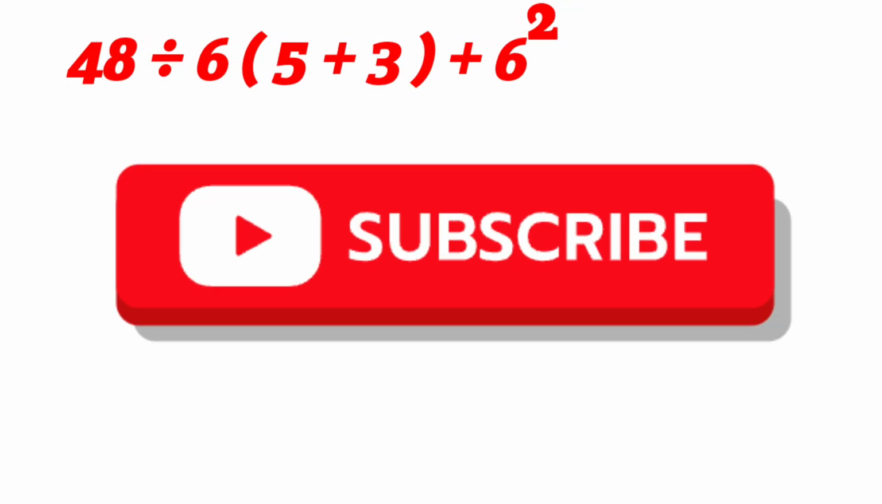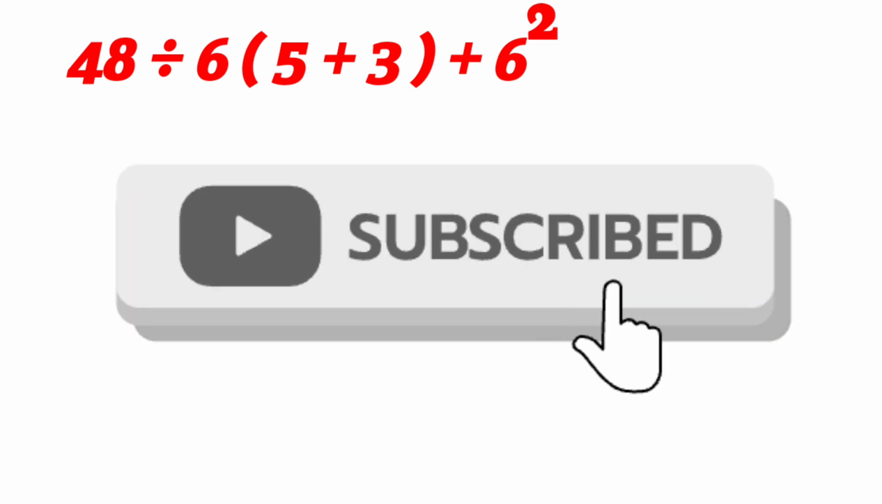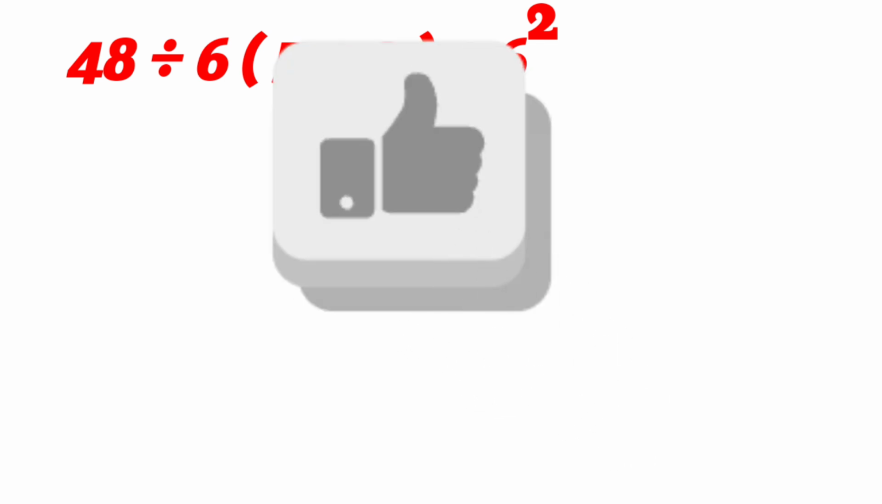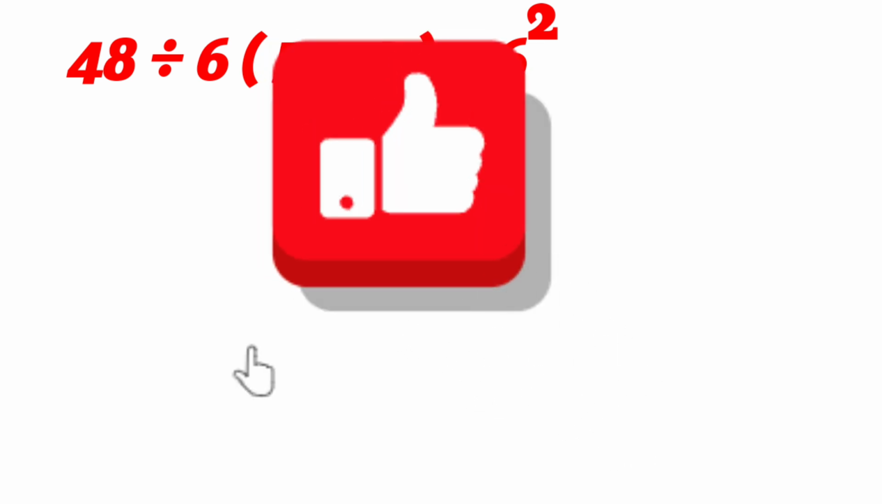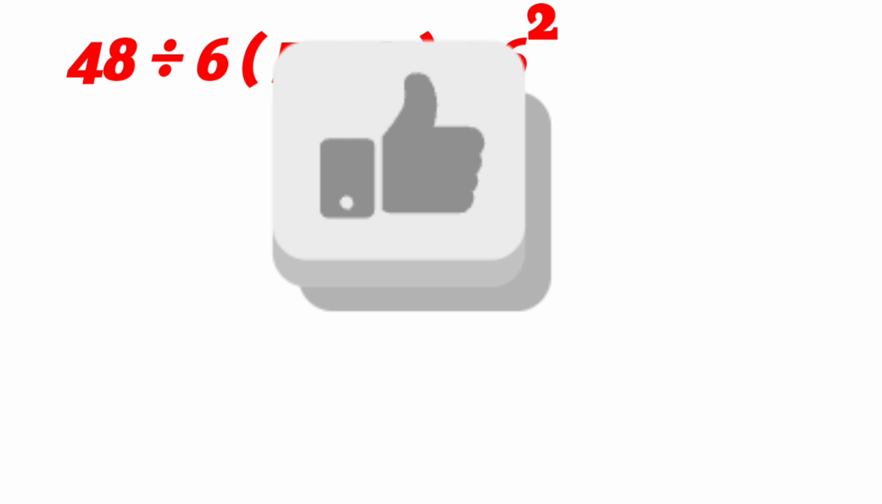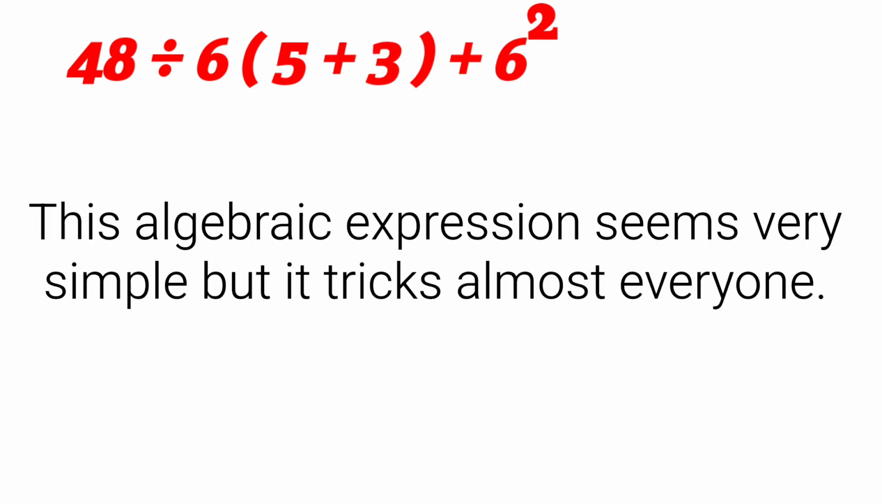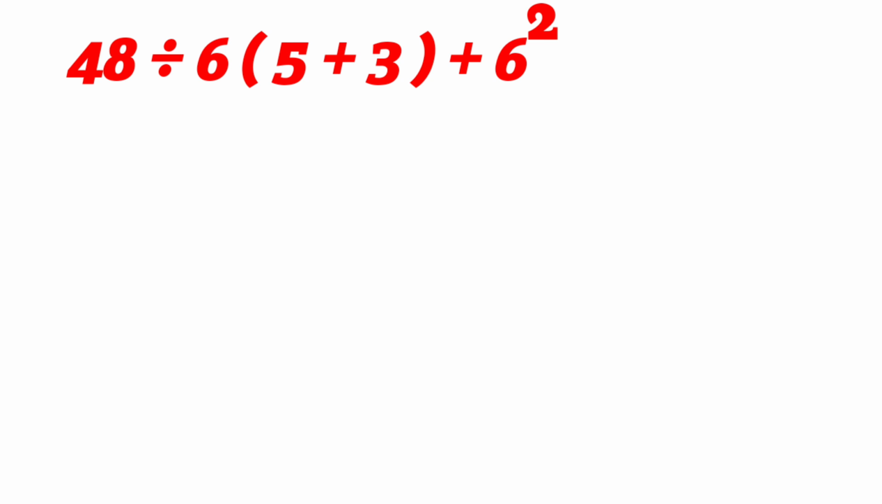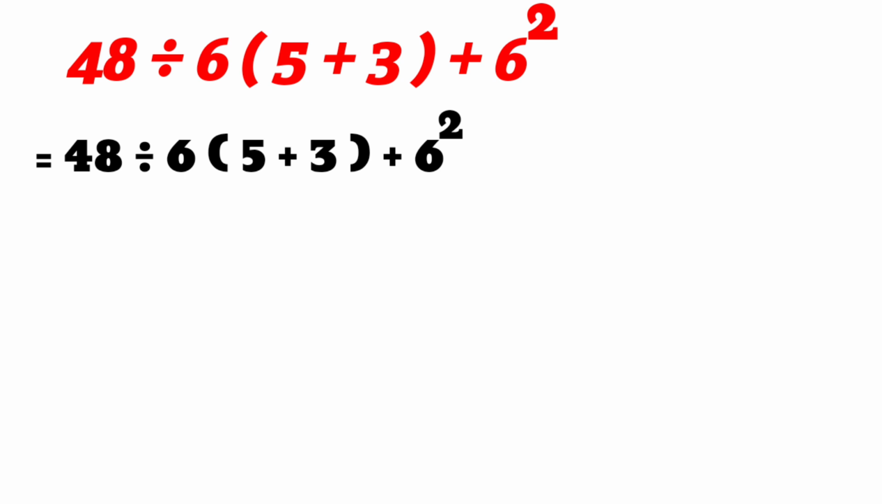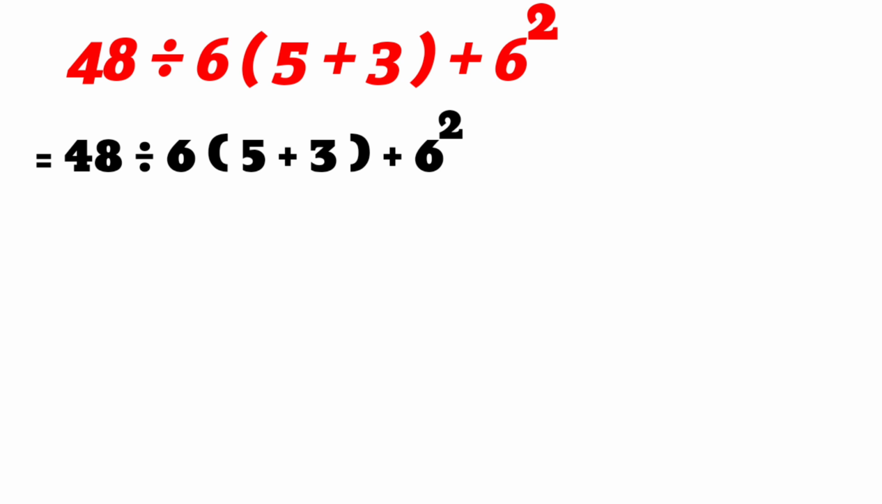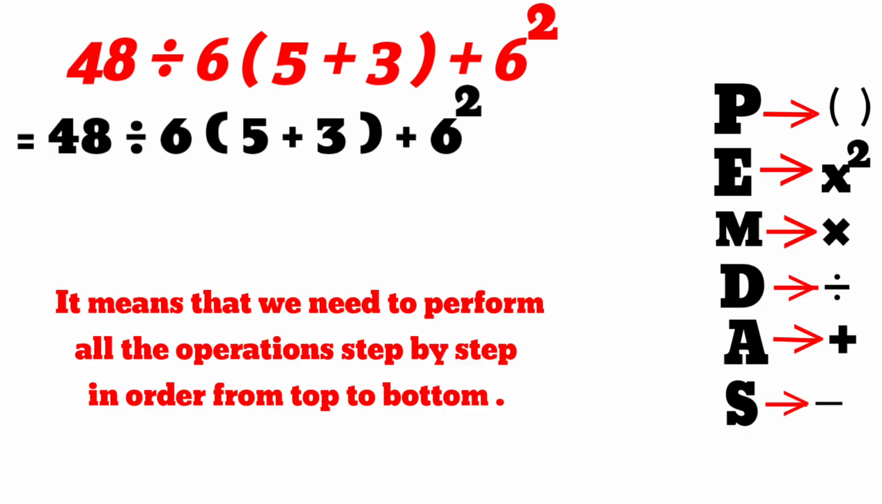In this video, we want to find the value of this expression: 48 divided by 6 in bracket 5 plus 3 bracket complete plus 6 square. This algebraic expression seems very simple, but it tricks almost everyone. 90% of people choose the wrong option. Now we find the correct answer.